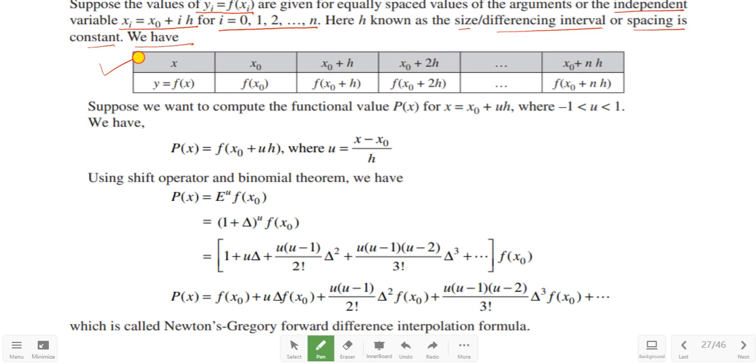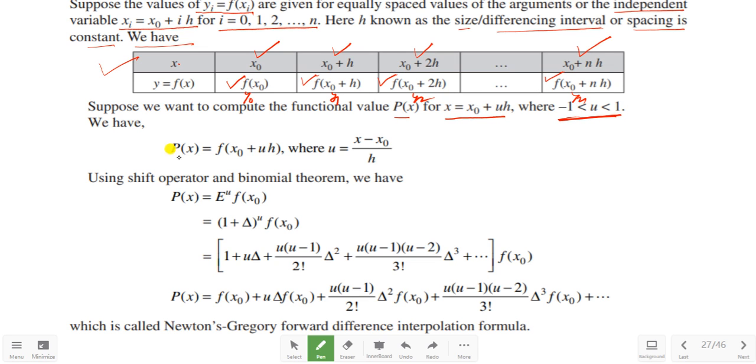So we have a tabular form, the arguments denoted by x0 + h, x0 + 2h, to x0 + nh, and the functional values denoted by f(x0 + h), f(x0 + 2h), f(x0 + nh). Because here y = f(x), this value is denoted by y0, this is y1, this is y2, and this is yn. And suppose we want to compute the functional value p(x) for x = x0 + uh, where u lies between -1 and +1.